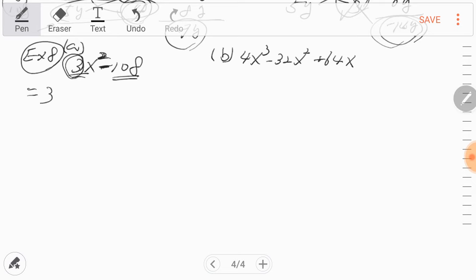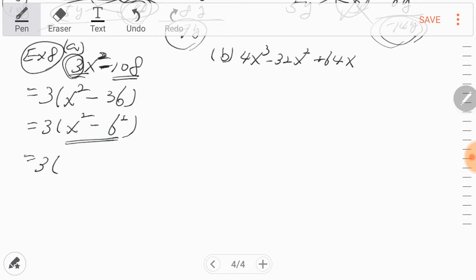So factor out 3. Then x squared minus 36, since 108 is 3 times 36. The binomial in the parentheses is a difference of squares. 36 is 6 squared, so we can use the difference of squares formula. 3 times (a plus b)(a minus b), with x and 6. So x plus 6, x minus 6. Okay, done.